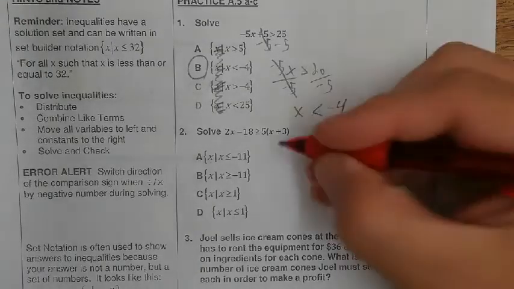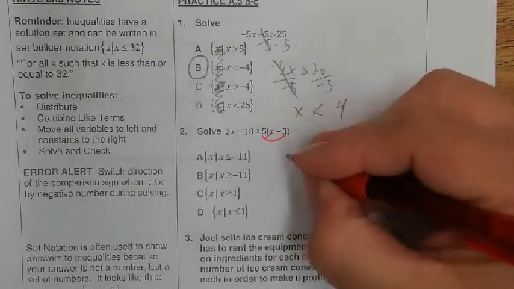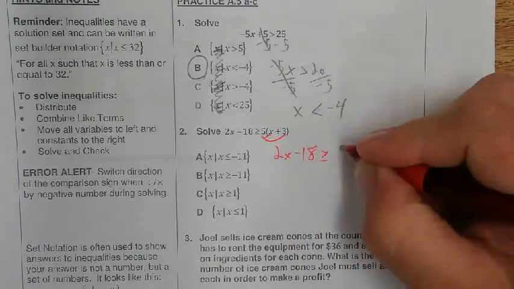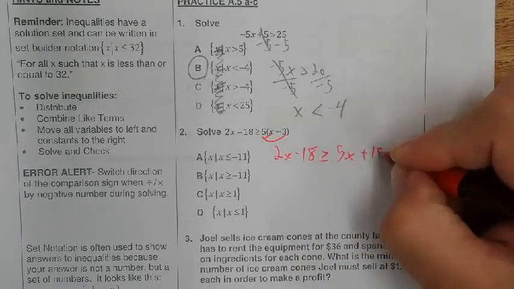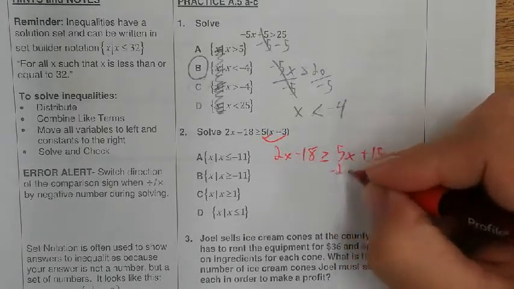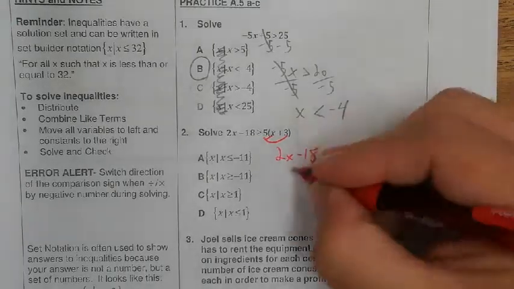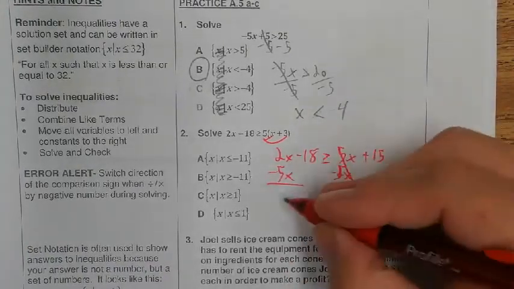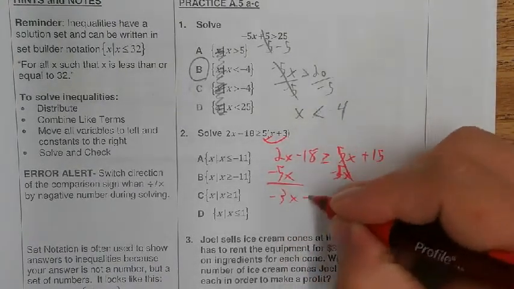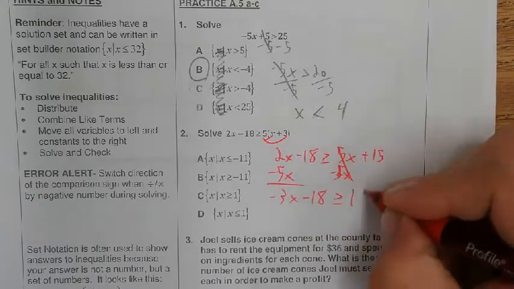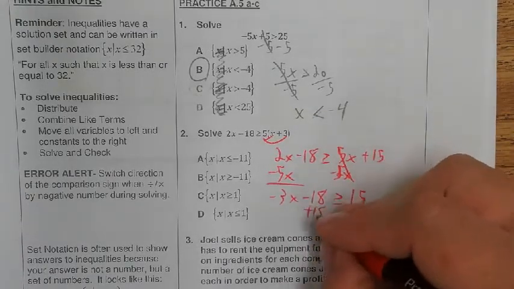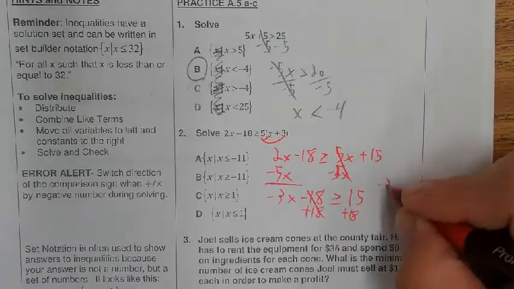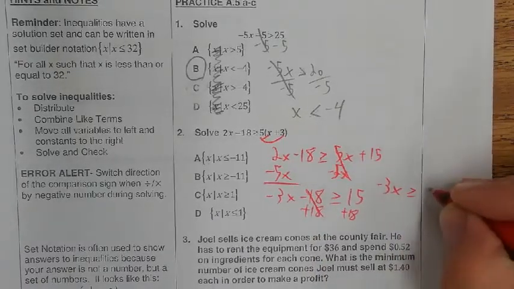So on number 2, we would distribute. So we get 2x minus 18 greater than or equal to 5x plus 15. So I'm going to subtract 5x. I like to get the variable on the left side. So 2x minus 5x is negative 3x. Minus 18 greater than or equal to 15. Add 18. And we get negative 3x greater than or equal to 33.